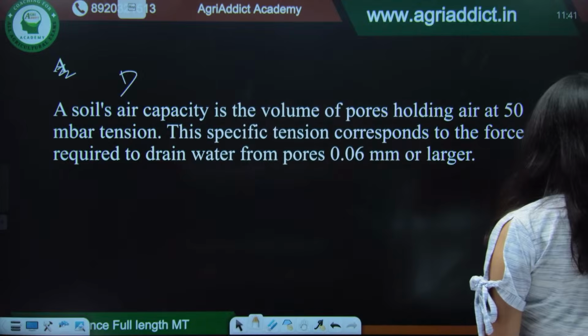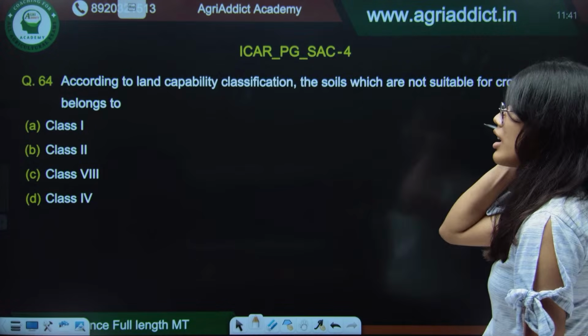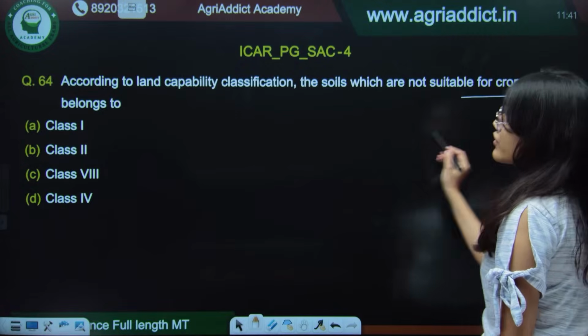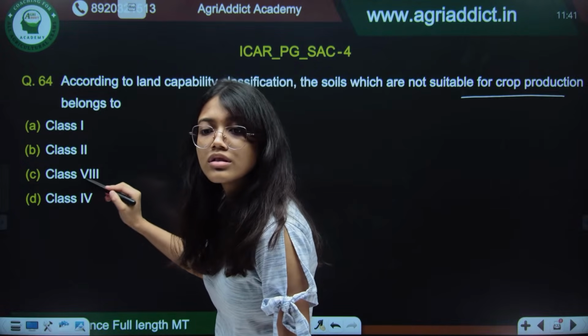Okay. Now, come to the next statement. According to land capability classification, the soils that are not suitable for crop production belong to.